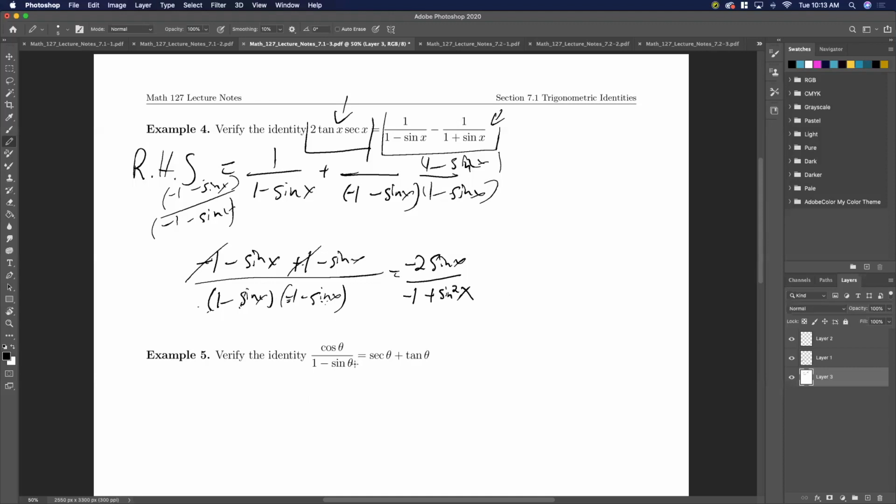Here I'm going to pull out this negative 1. So this is the same as 2 sine of x over 1 minus sine squared of x. And then from here, I'm going to convert this. Once again, by the Pythagorean theorem, sine squared x plus cosine squared x equals 1. So 1 minus sine squared x is equal to cosine squared x. So this is equal to 2 sine of x divided by cosine squared of x.